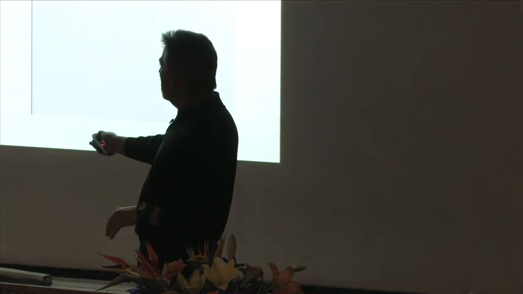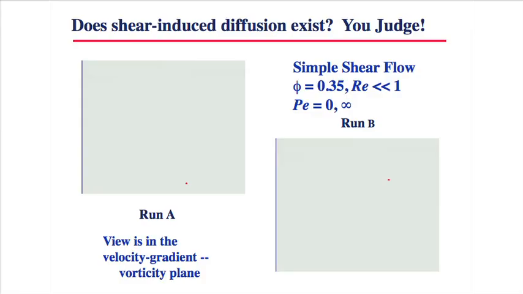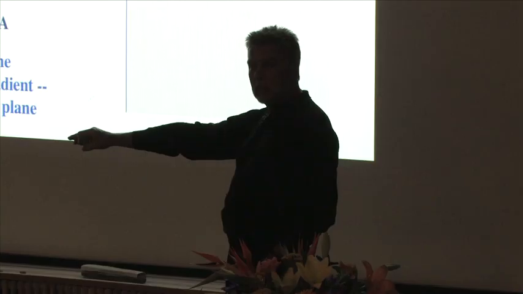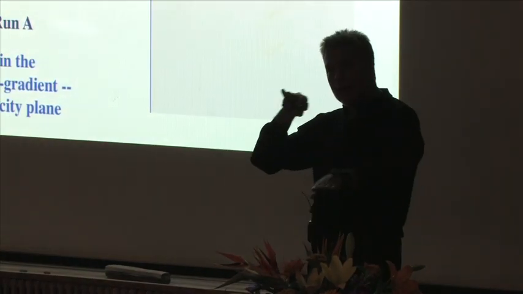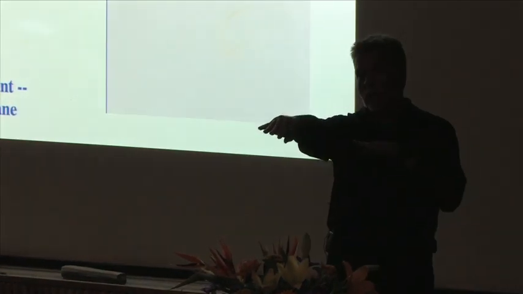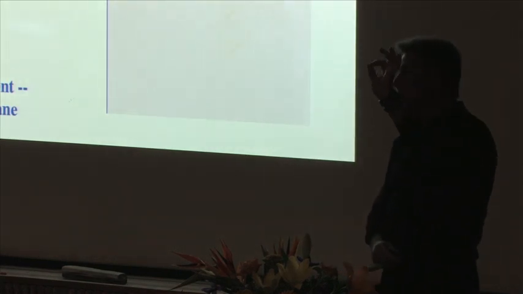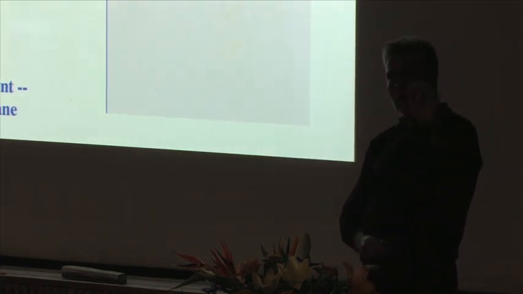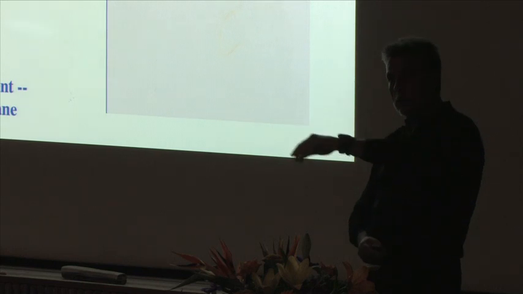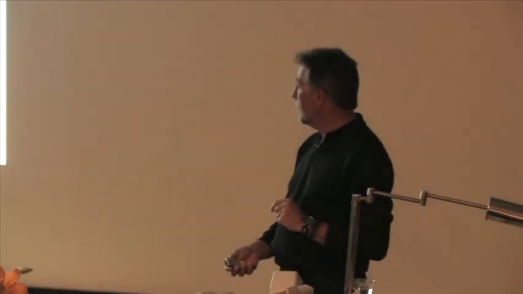They're both 35% by volume, both a small Reynolds number. One simulation is just Brownian motion. One simulation is no Brownian motion at all. And the shear is going to come out of the plane at you, so you can't see the shear motion. And we're just going to tag one particle center. Okay? So everybody pay attention, because you're going to be asked to vote as to which one is diffusive, which one's Brownian, which one's not.